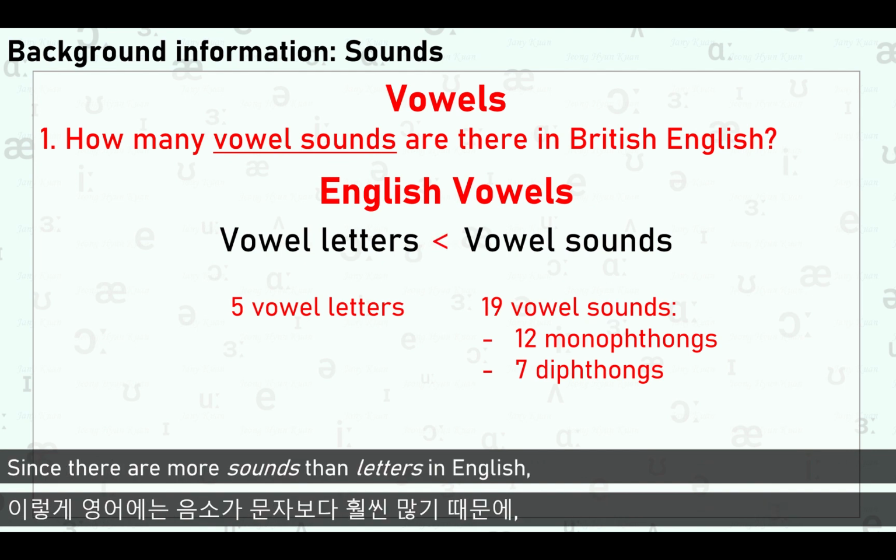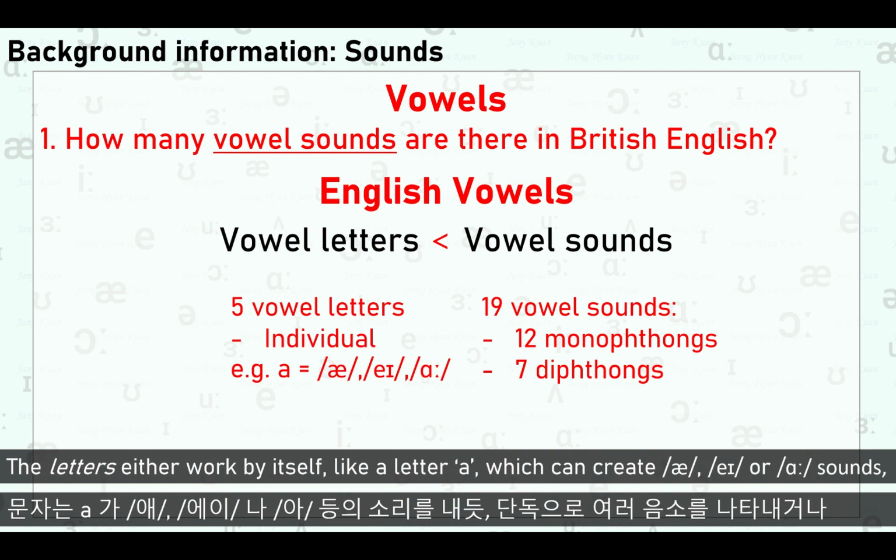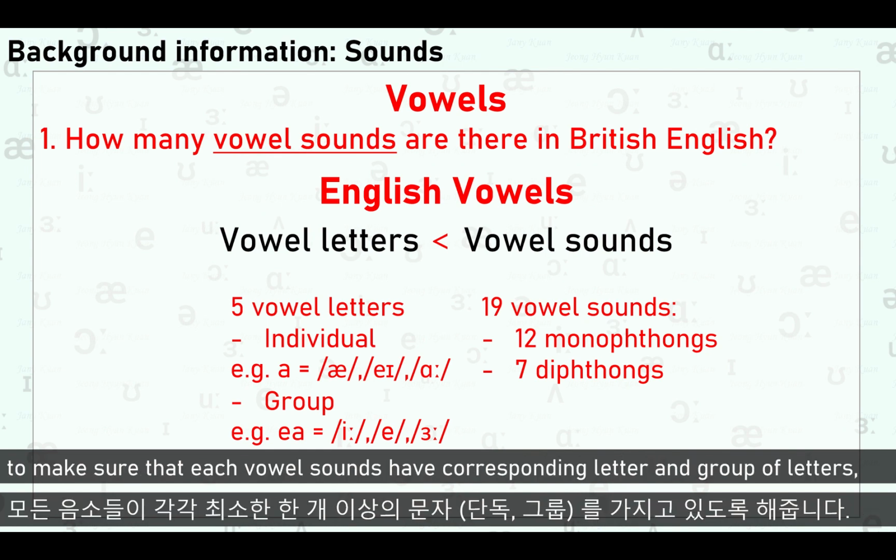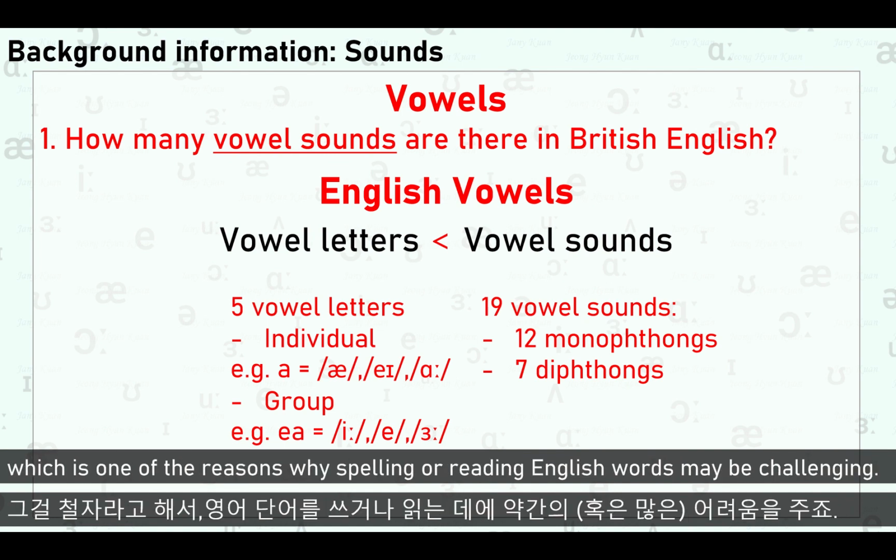Since there are more sounds than letters in English, the letters either work by themselves, like the letter A, which can create different sounds, or with other letters, like E and A combining to create other sounds. This means each vowel sound does not have one corresponding letter but a group of letters, which is one of the reasons why spelling or reading English words may be challenging.